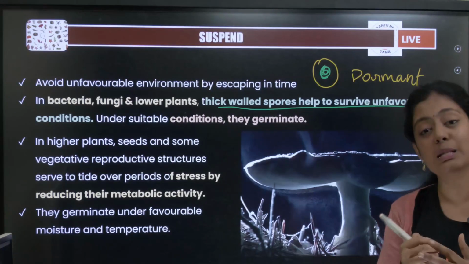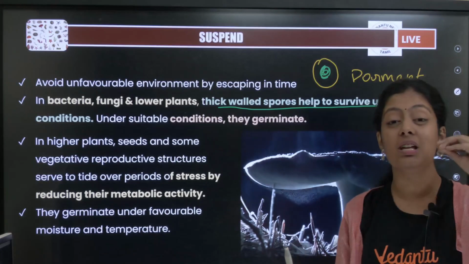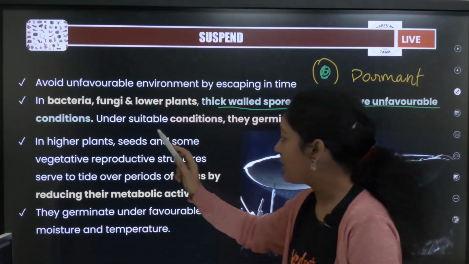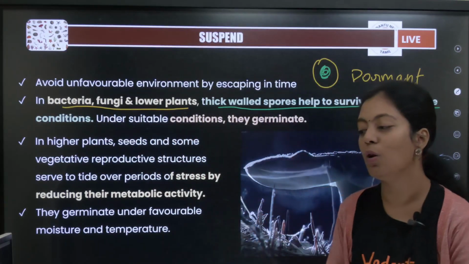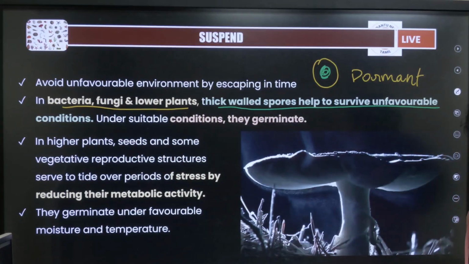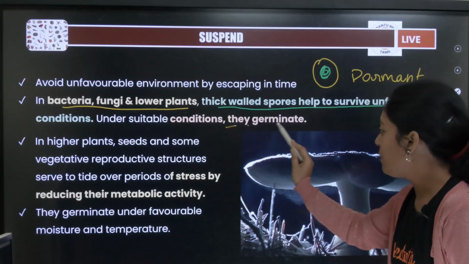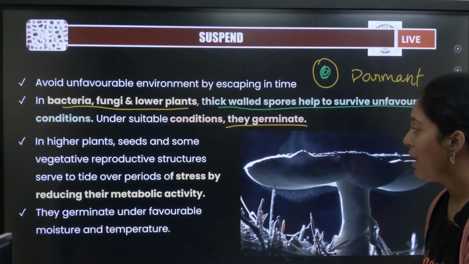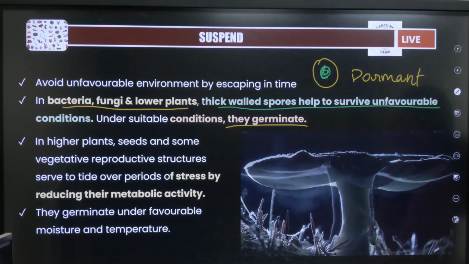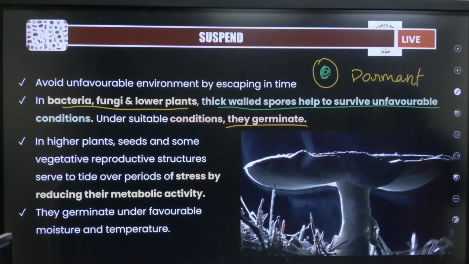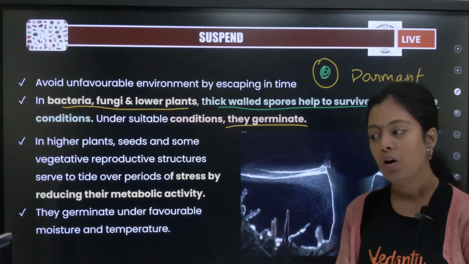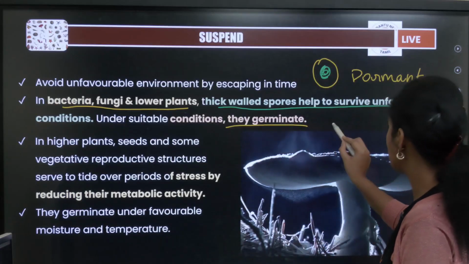Okay, and when will this spore break? When it actually gets certain favorable conditions. So this happens in bacteria, fungi and lower plants. Very very important. Under favorable conditions they are going to germinate back. Okay, in higher plants, seeds and some vegetative reproductive structures serve to tide over periods of stress by reducing their metabolic activity. Okay, and there is something called seed dormancy.